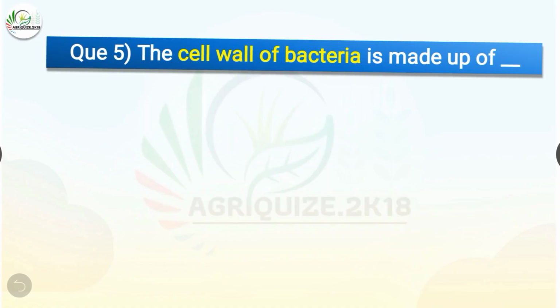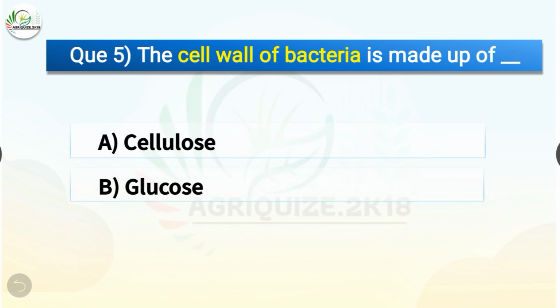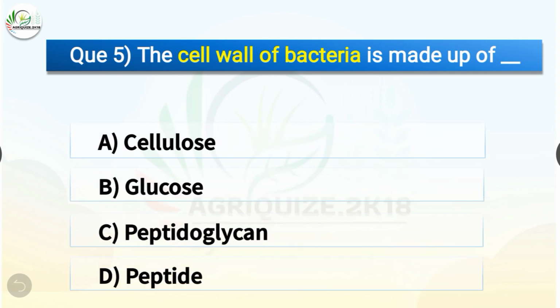Question number 5. The cell wall of bacteria is made up of, the options are cellulose, glucose, peptidoglycan or peptide. The correct answer is option C, peptidoglycan. So the cell wall of bacteria is made up of peptidoglycan. The cell walls of gram-positive bacteria are composed predominantly of peptidoglycan. In fact, peptidoglycan can represent up to 90% of the cell wall.